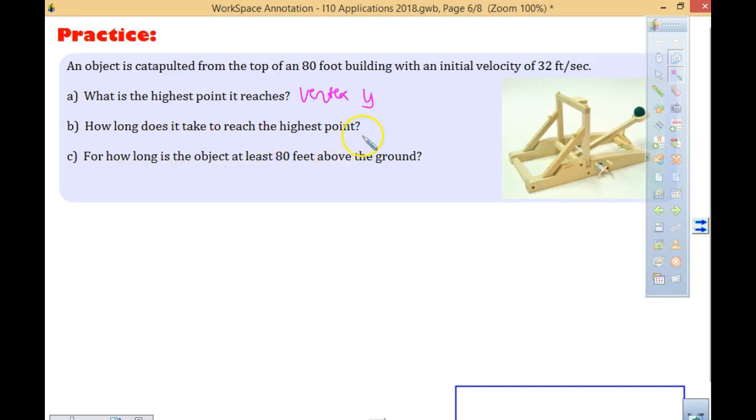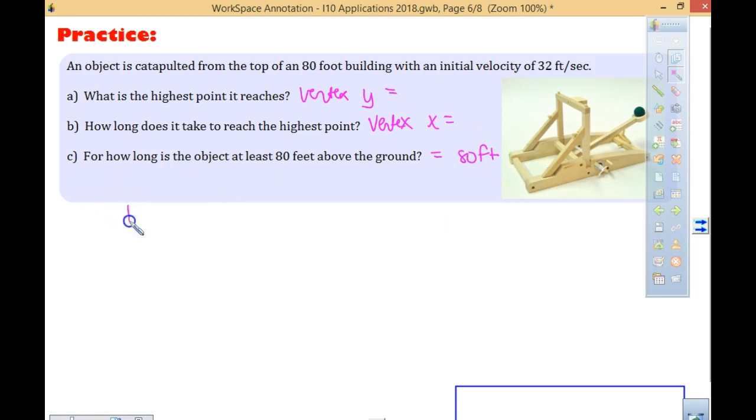How long does it take to reach the highest point? We're also trying to find the vertex, but this time the what? The X, okay? And how long does it take it to be at least 80 feet above the ground? This is where we are setting it equal to 80 feet, right? We want our equation equal to 80 feet. So what is our equation going to be?